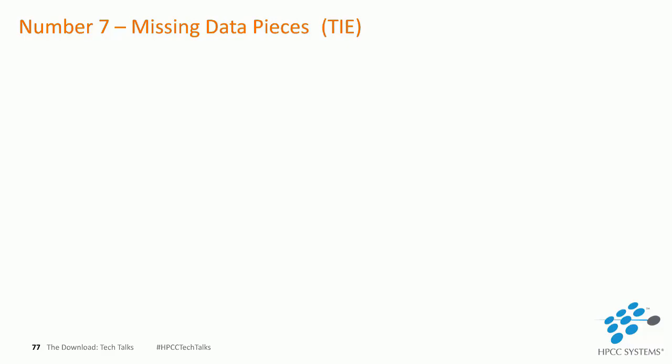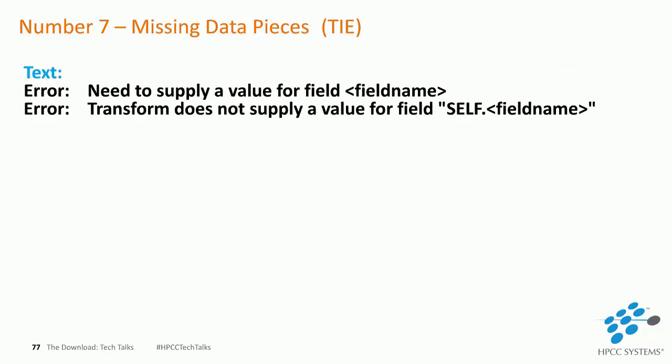Number 7, we had a tie in errors. These two errors are very closely related. Need to supply a value for the field, or the transform does not supply a value for the field. One of the things I do like about the compiler is that it sometimes will give you really descriptive messages on how to fix your code. So not only does it give you a syntax error, but it says, this is what you need to do to fix the error. So let's talk about these.